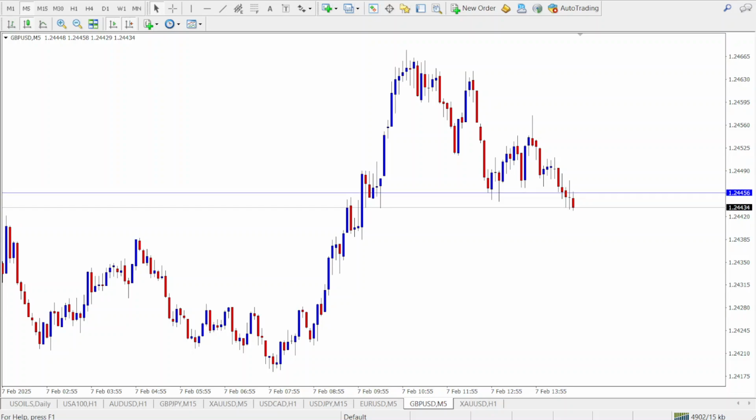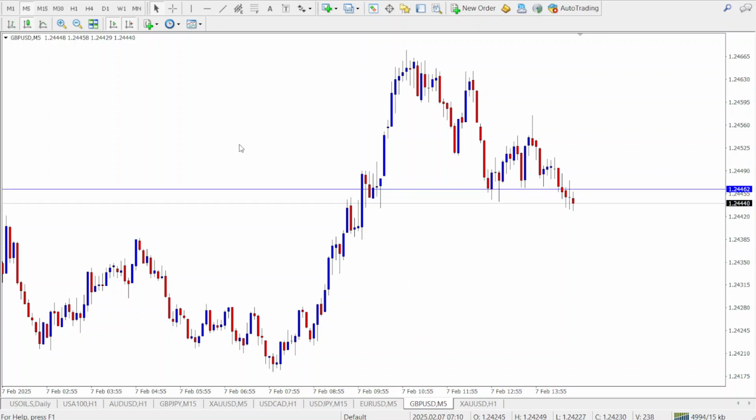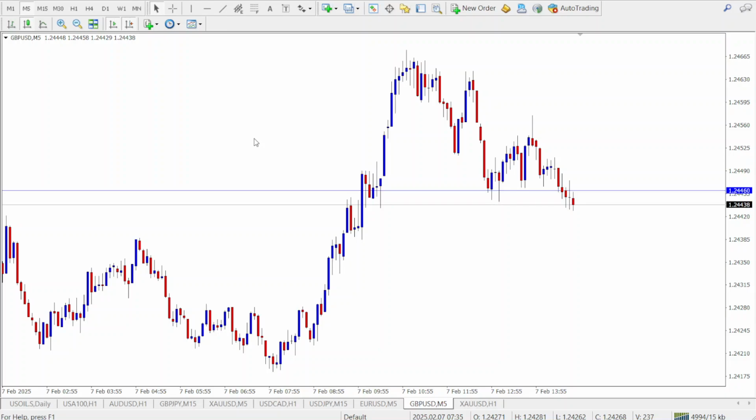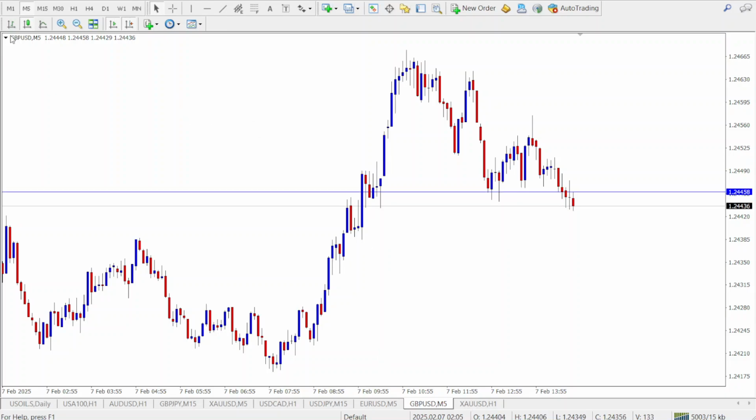Some of the key features of scalping include the use of short time frames, for example, the 1 minute time frame or 5 minute time frame, and then quick entries and exits. Trades last anywhere from a few seconds to a few minutes, and scalping relies on high liquidity. It is best suited for major currency pairs like the EUR/USD, the GBP/USD, USD/JPY, and so on. As you can see, this is the GBP/USD chart.